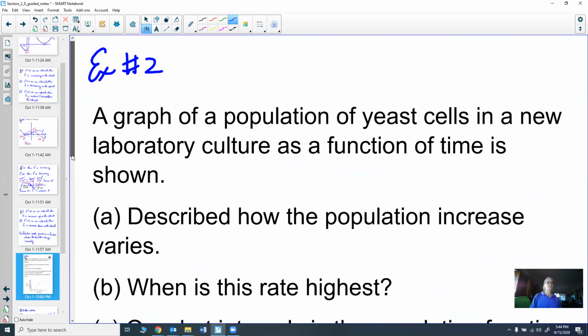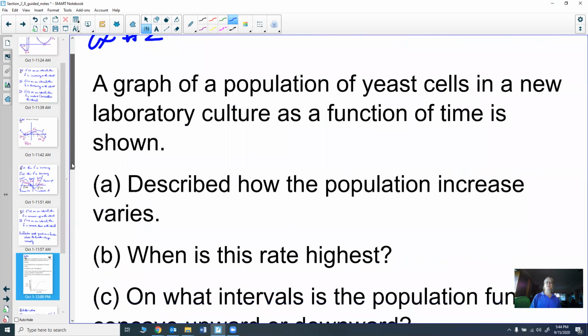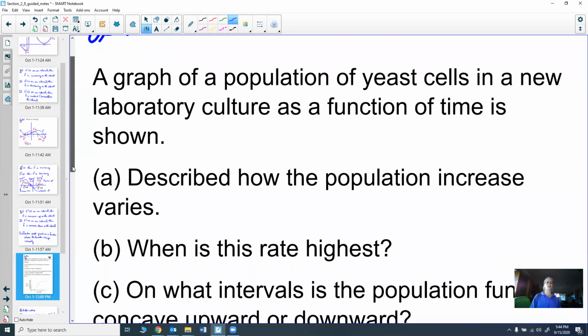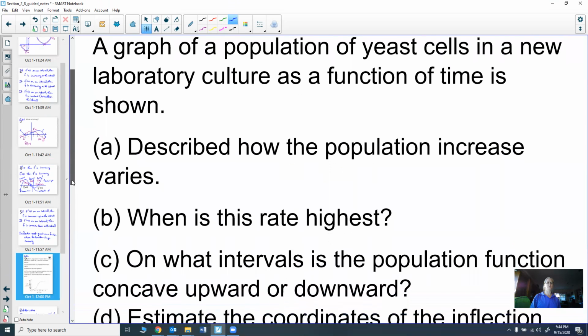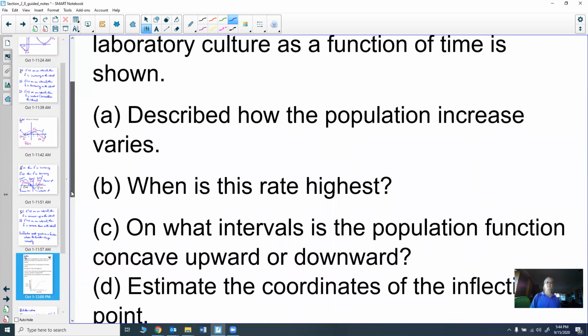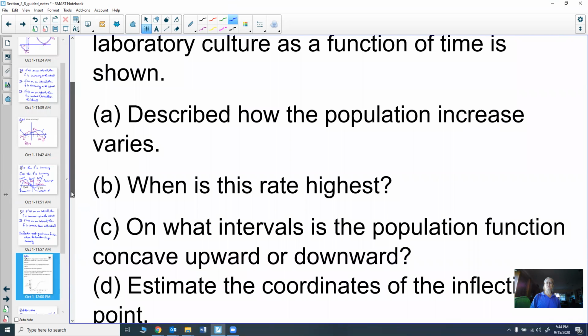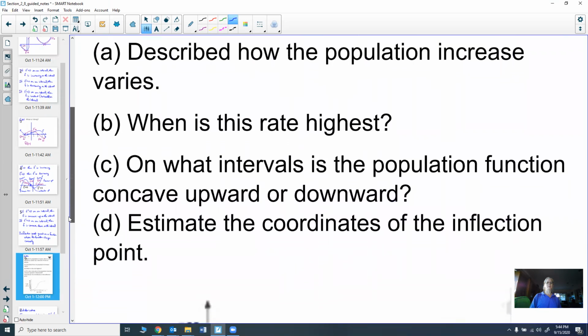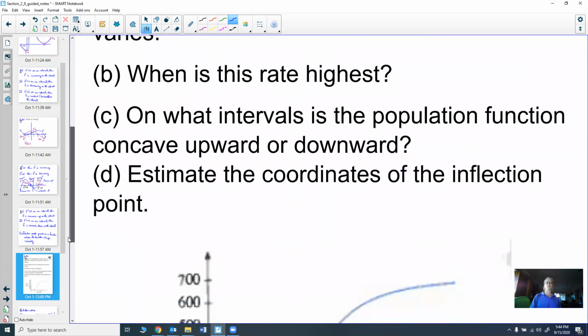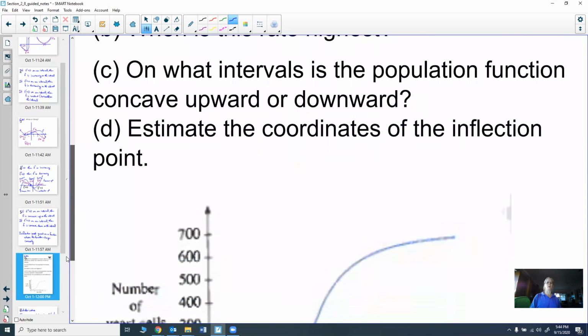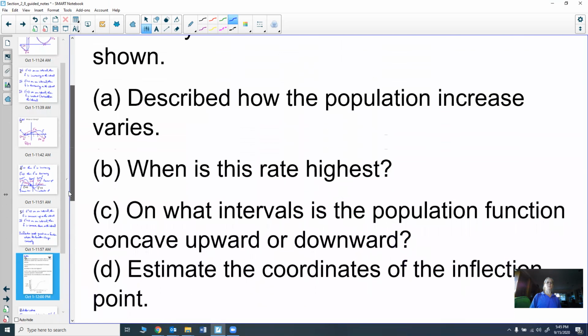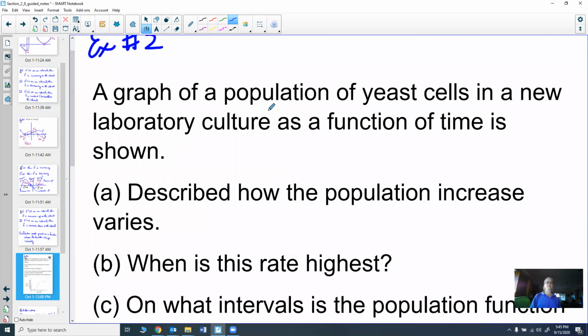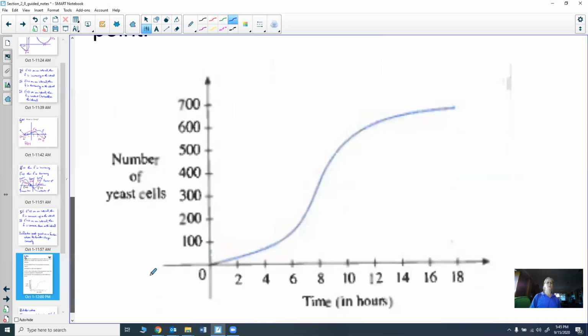Going to an example: a graph of a population of yeast cells in a new laboratory culture as a function of time is shown. Describe how the population increase varies, when is this rate highest, and on what intervals is the population function concave up or concave down. So again, this is the graph of the population of yeast as a function of time. So this is my original function, my f function.